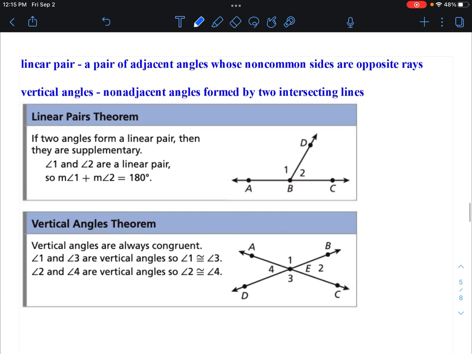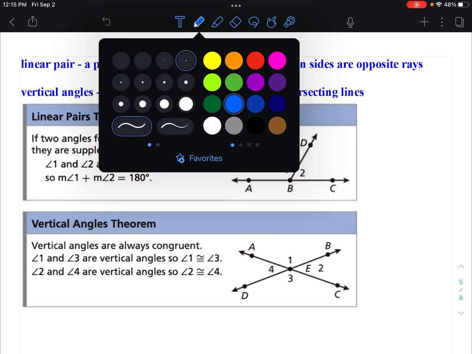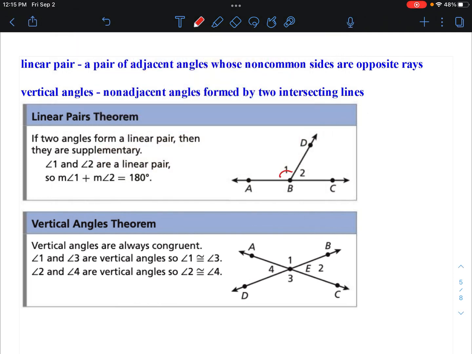A couple more theorems we're going to get into. Linear pair theorem, vertical angles theorem. Before we do that, you need to know what a linear pair is. You need to know what vertical angles are. So a linear pair, if you think about the word linear, linear means line. So this is a pair of adjacent angles whose non-common sides are opposite rays. In other words, they are two angles right next to each other. There's the fence line that makes them adjacent, and they form a straight line when put together. So that is a linear pair.